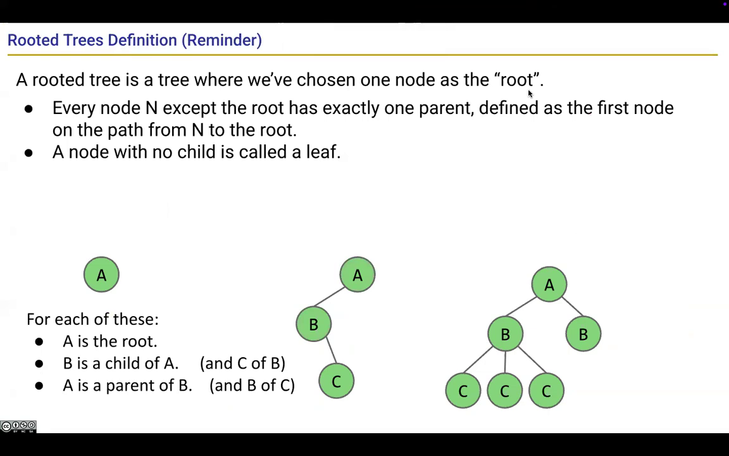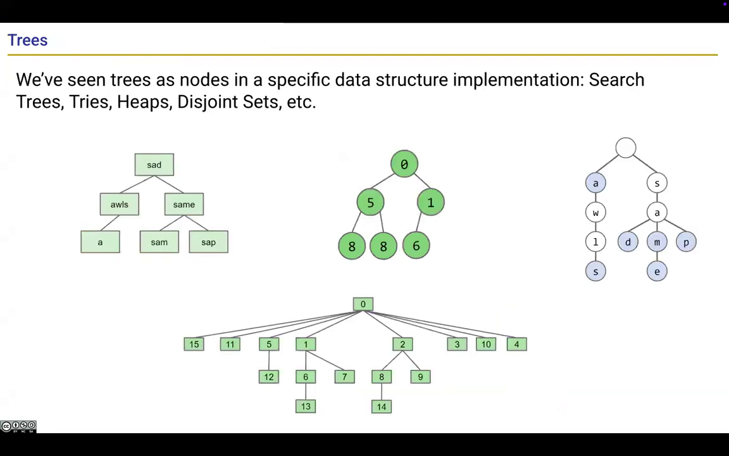Okay, a root. So now we're going to get some definitions, and there's going to be a fair amount of them. I apologize. A rooted tree is a tree where we've chosen one node as the root. We've talked about that before. Every node n except the root has exactly one parent. Can't have more than one parent. Slightly different than real life. Defined as the first node on the path from n to the root. So if I come here, I know that C's parent is B. Okay, a node with no child is a leaf. So this all should be review.